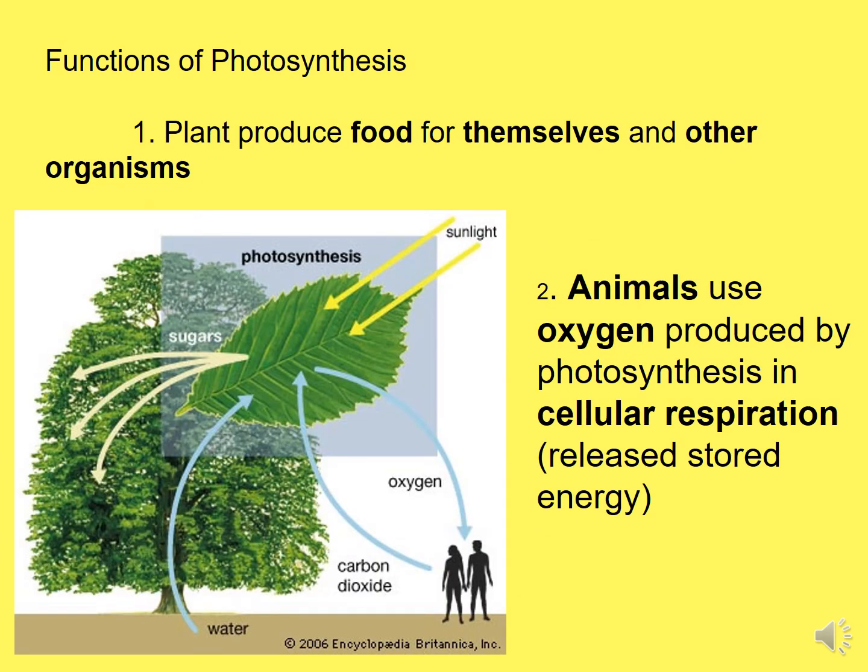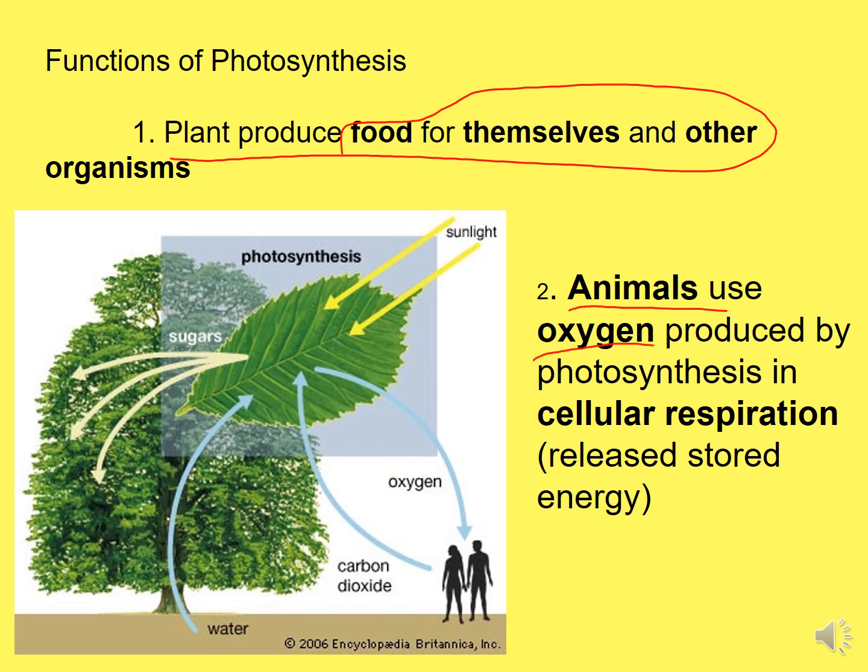All right, so we have to know some functions of photosynthesis. Basically, what is the whole purpose, though? It's that plants produce food for themselves and other organisms. So once plants do it, the things that eat the plant get energy, right? Animals use oxygen produced in photosynthesis, and cellular respiration releases stored energy, right? So, of course, this is where we get this cycle.